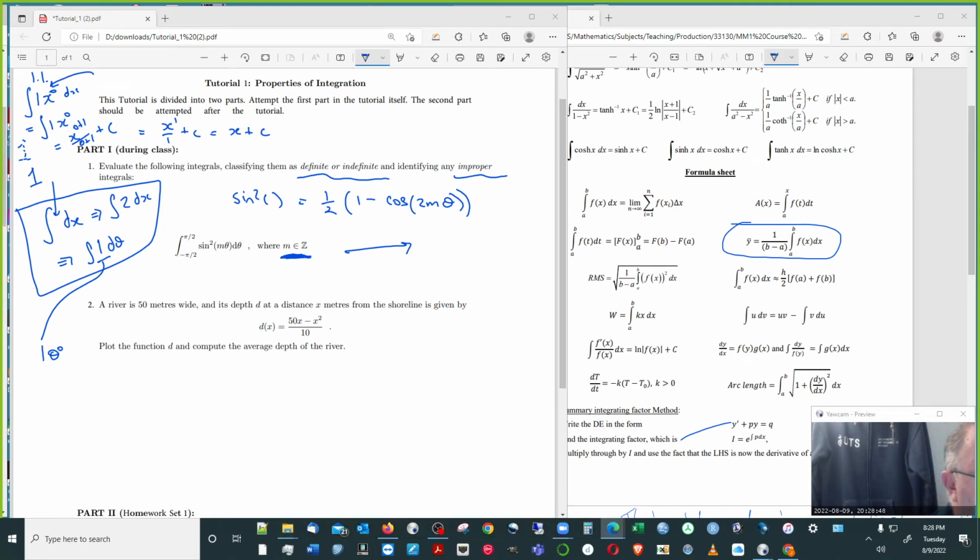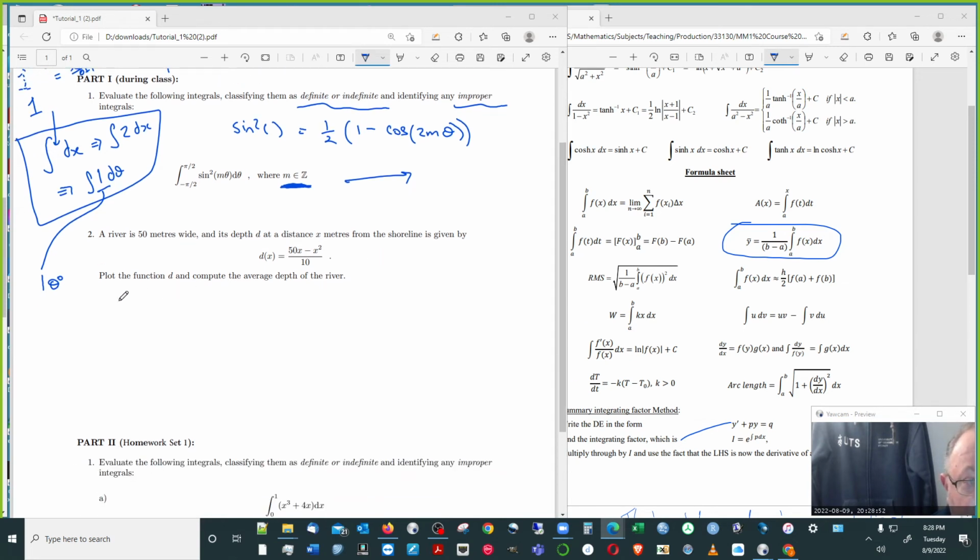Alright, let's get this done so that we can move on. Alright, so this is the question we're looking at. A river is 50 metres wide, and the depth d at a distance x metres from the shoreline is given thus. Plot the function d and compute the average depth.